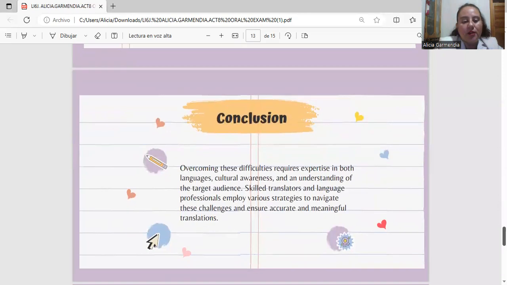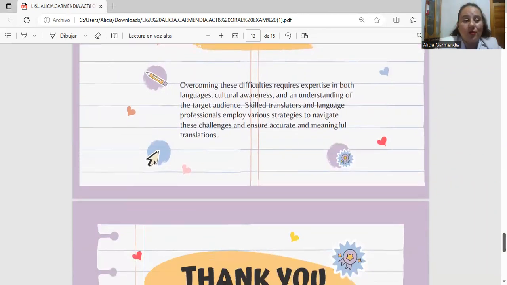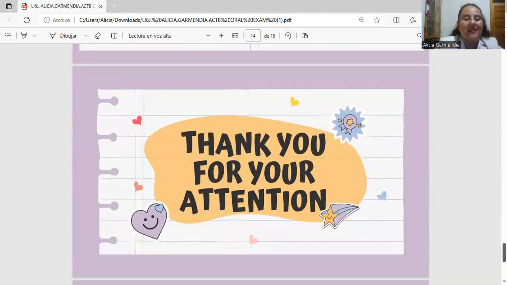In conclusion, overcoming these difficulties requires experience in both languages, cultural awareness, and an understanding of the target audience. Skilled translators and language professionals employ various strategies to navigate these challenges and ensure accurate and meaningful translations. For me, this topic of translating is something that involves my heart, because I would like to make translations, but in the Japanese language. I want to learn Japanese.